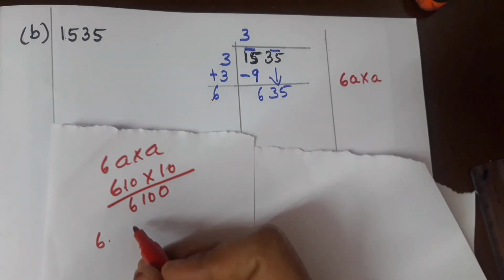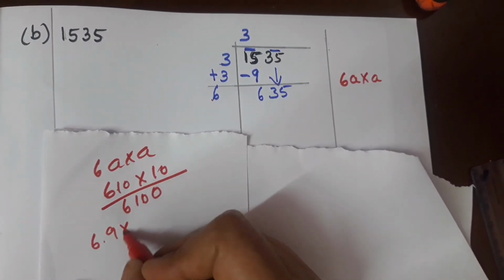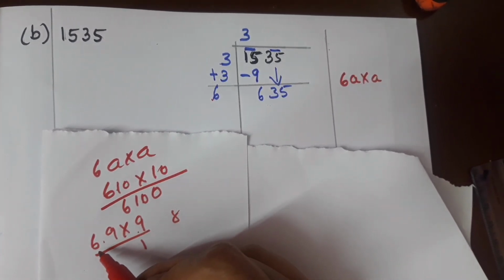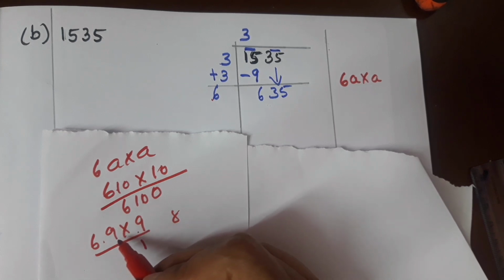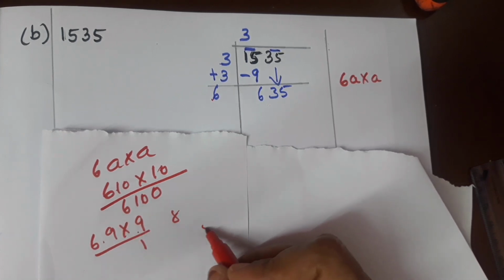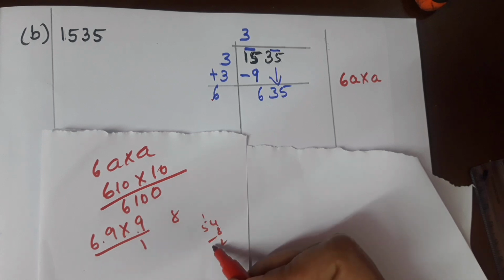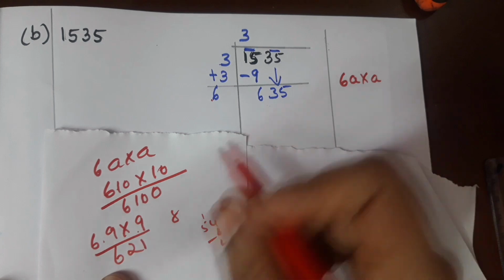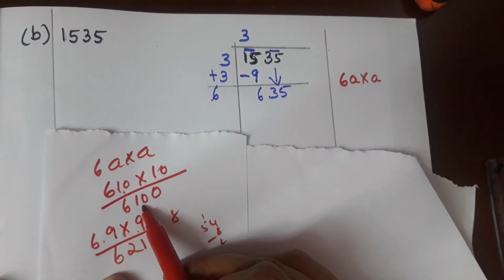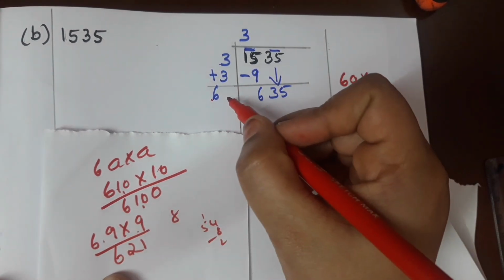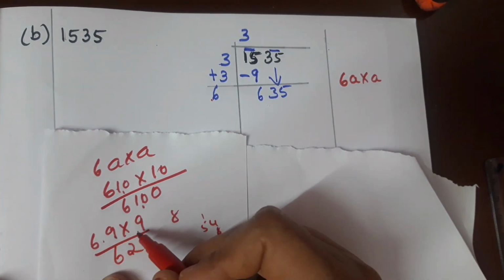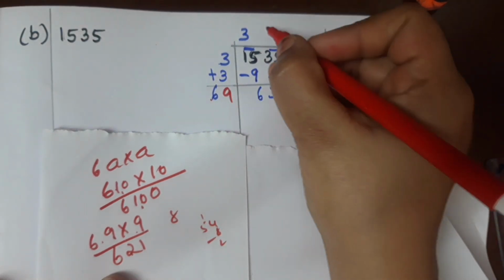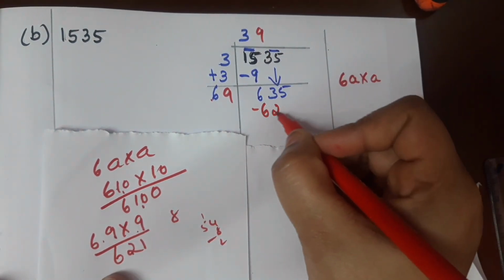So 6 with 9, we'll try 9 into 9. 9 9s are 81, 9 6s are 54, 54 plus 8 is 62, so 621. That is a nearer one. 9 or 10, so we want the nearest. Checking 8 alone and stopping is not enough, we have to check 9 also, the exact nearer one. So 9 here, 9, the answer is 6.